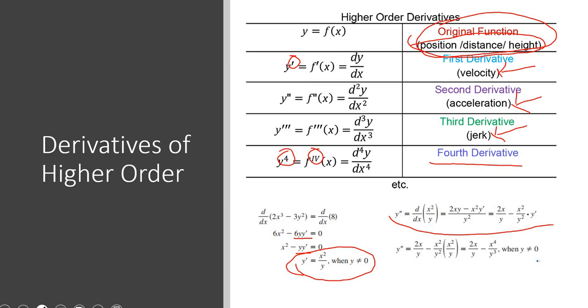So for example, if this original function here was some function of position or distance or height, this one right here would give you the velocity at any given moment, and this one right here would give you the acceleration.